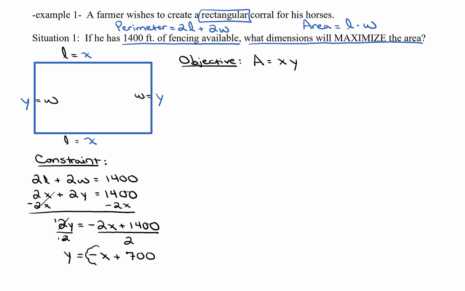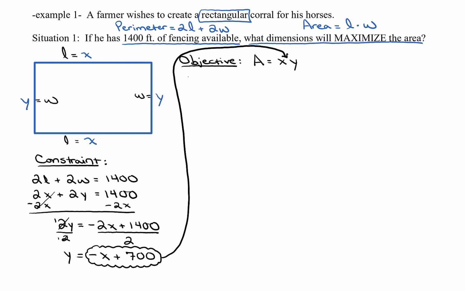I'm going to draw a cloud around the expression negative X plus 700. That is what Y is equal to. And then I'm going to draw an arrow going up and over towards the right, pointing to the Y in our equation A equals XY. And now we're going to substitute. So A is going to be equal to X times the quantity, negative X plus 700, in parentheses. I can then distribute the X to the negative X and the 700, and we will end up with the equation A equals negative X squared plus 700X.